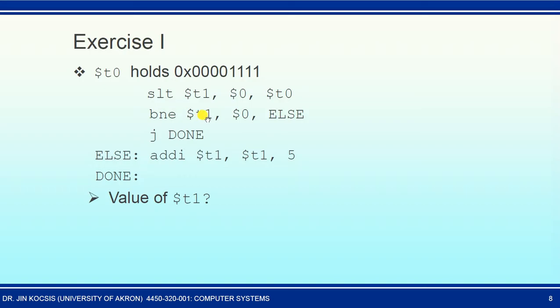Branch if not equal T1, 0, else. So basically if T1 is not equal to 0, I will branch to the instruction with the label else. Otherwise, I will continue with the next instruction, which is jump. And we know T1 is 1, therefore this condition is satisfied, right? T1 is not equal to 0. Therefore, I will branch to the instruction with the label else.